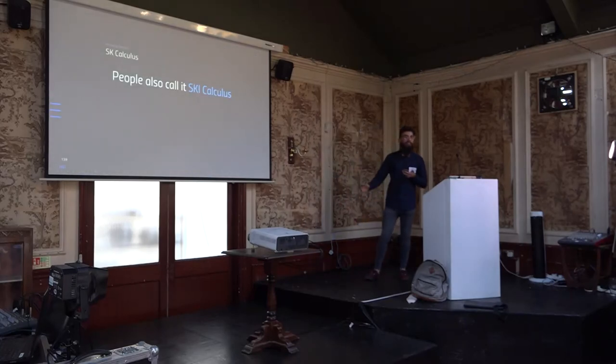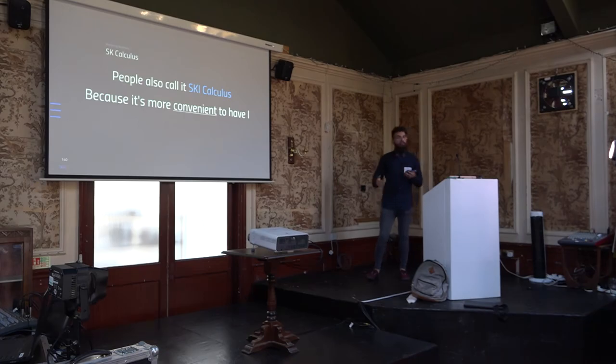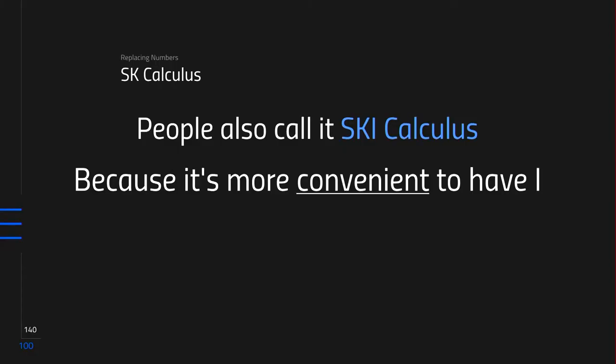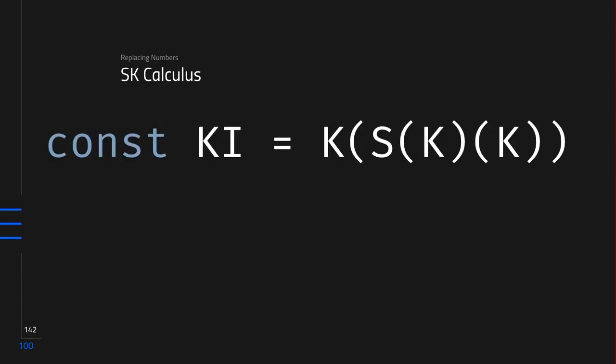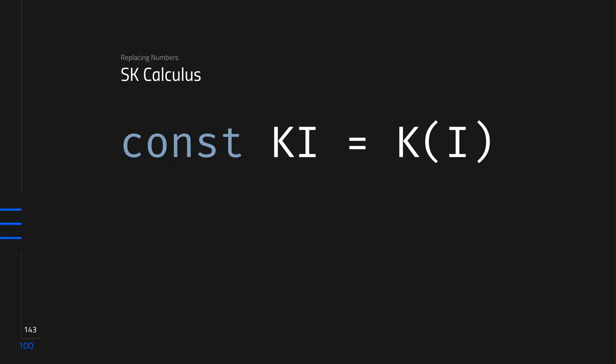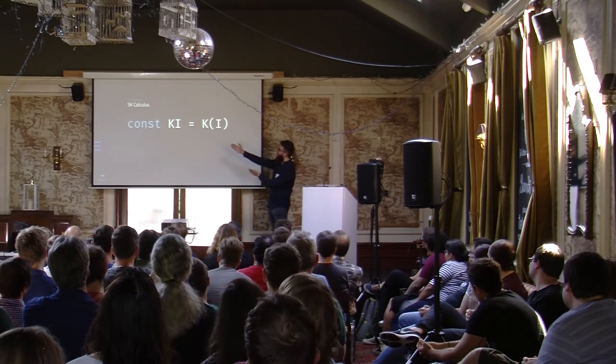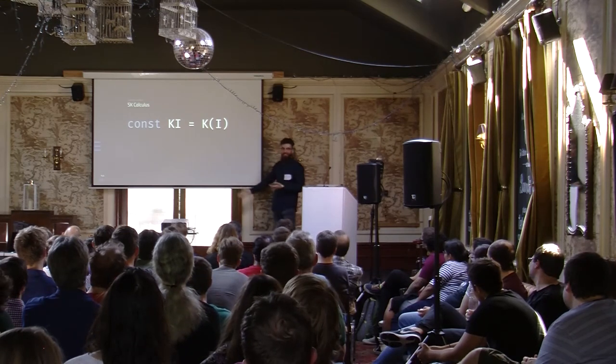And people also call it SKI calculus, because it's more convenient to have I, because S and K are already very convenient. But we still need I to make it even more convenient. So I can be derived just by doing SKK. So we're just going to call it SK, right? Because we don't need convenience. So KI, which is the kite, is actually KSKK. But since we have already replaced I, I'm going to do a concession here, and I'm just going to write KI. So look how beautiful it is. Kite, KI, is KI. Amazing.